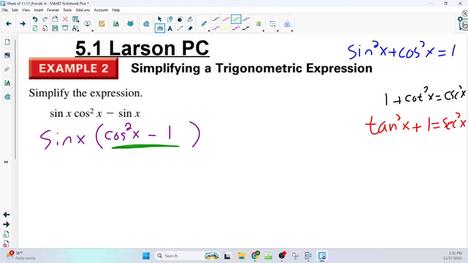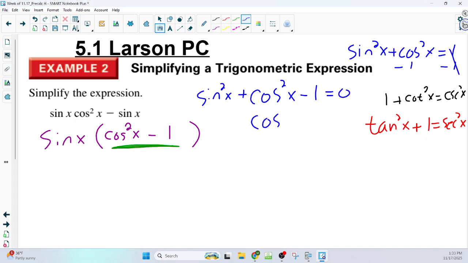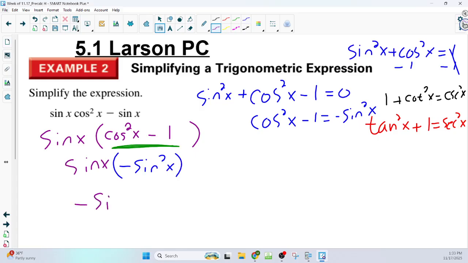So if we rearrange the blue one, let's see, if we subtracted 1 here, we'd have cosine squared of x minus 1. We also have the sine squared of x here we don't really want. And that's going to equal 0 because we subtracted the 1, right? So would it be true that cosine squared of x minus 1 is equal to negative sine squared of x? Is that true? It is true. So we're going to put negative sine squared of x here, and we're going to put sine of x here, and we're now going to have negative sine to the third of x, and we're done.